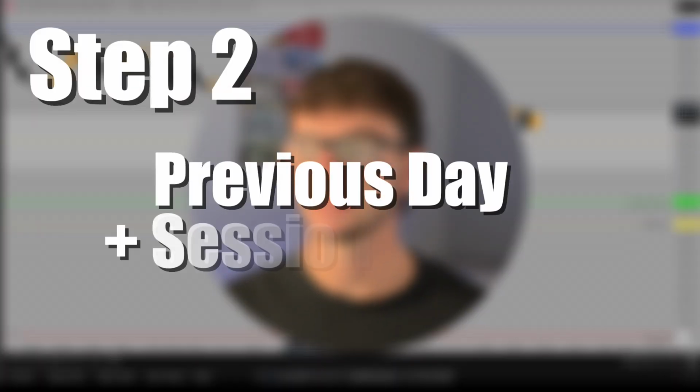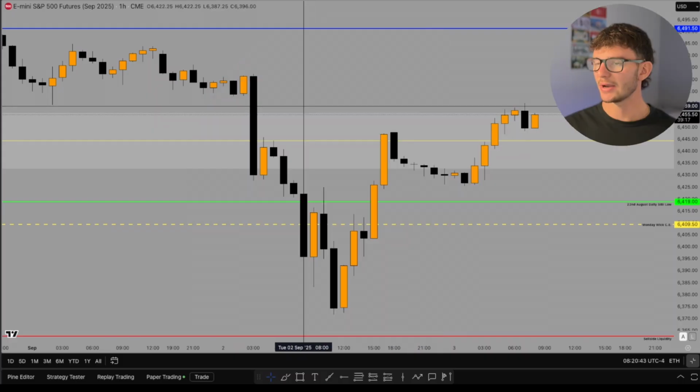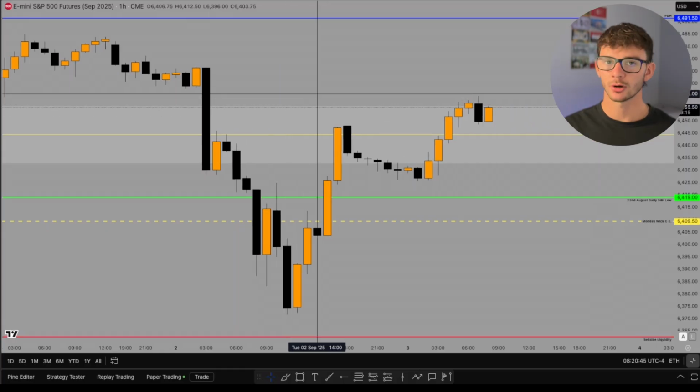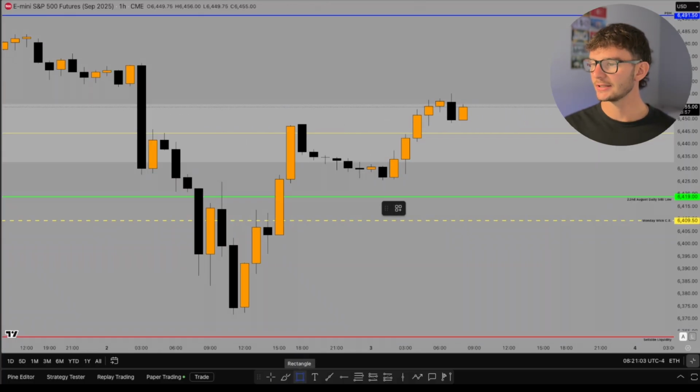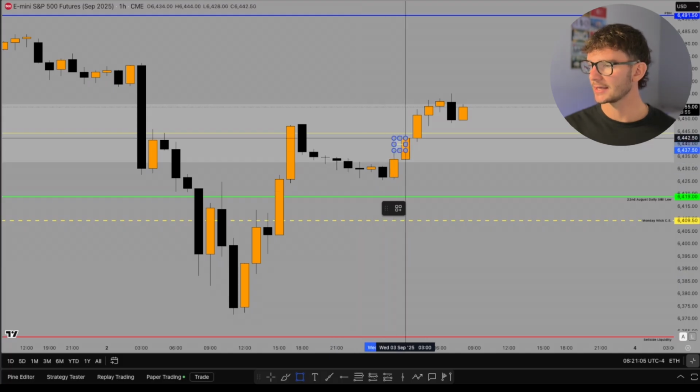But now we're on to step two, which is going to be more focused on the previous day and the previous session. So now we've dropped onto an hourly, and I'll also drop down onto a 15-minute chart, but we're kind of just going to be doing the same thing that we did on the daily chart, but now on the hourly. We're going to identify key levels.